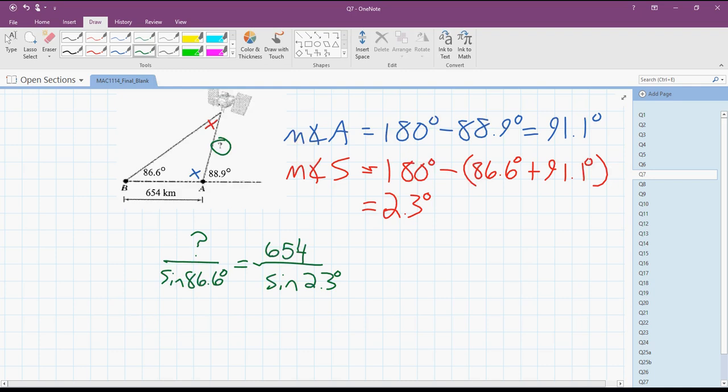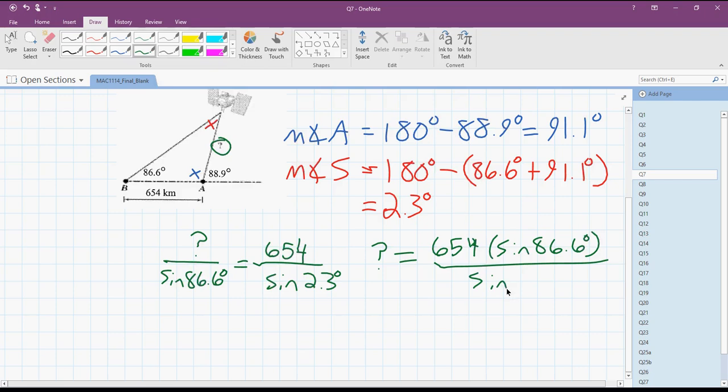So all you're going to do is your cross multiplying and divide by your one sine, just like in all the other ones. So your question mark in this one will look like 654 sine of 86.6 degrees, and then that will be divided by sine of 2.3 degrees. And it says round to the nearest thousand. That means no decimals. You go to the thousand. Yeah, the answer should be something like 1,500, 1,600, 7 to 13, whatever.